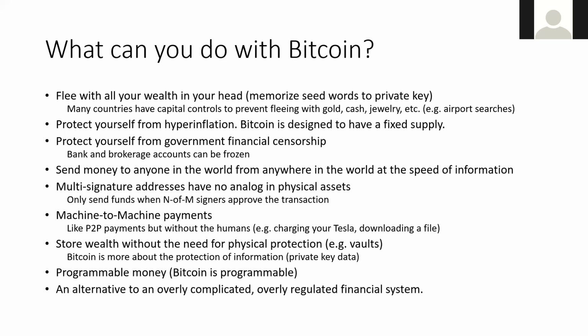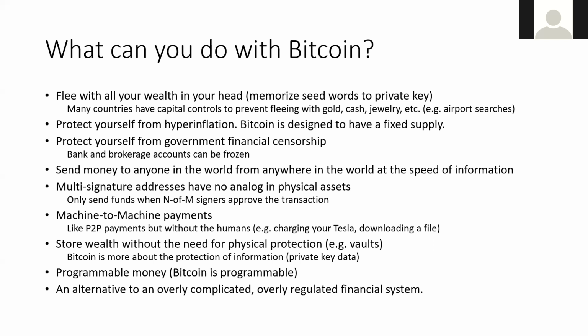So that's pretty interesting. You have multi-signature addresses which have no analog in physical assets. I mentioned Bitcoin's programmability. One of these is being able to send funds when N of M signers approve the transaction. And this is done without any trust. If you were to try and do this today, you'd probably involve a bank of some form, so a third party that's trusted.